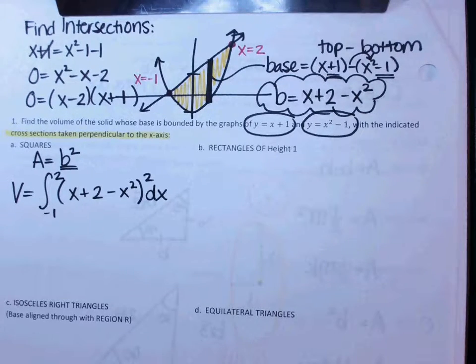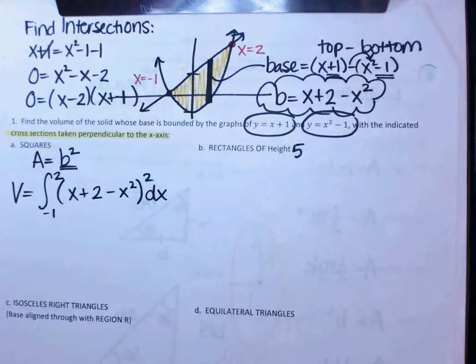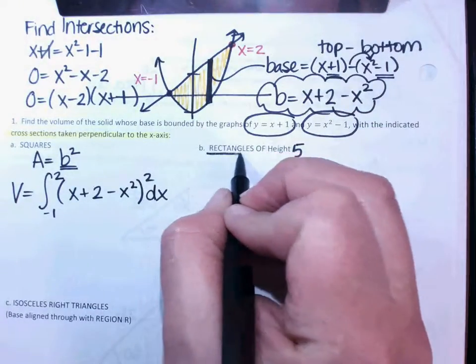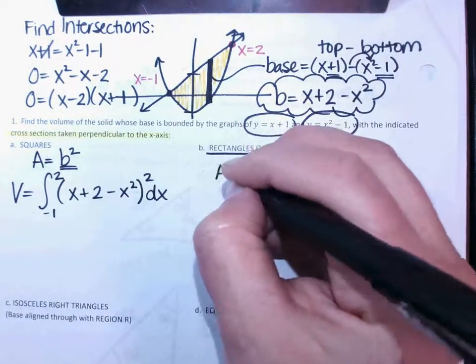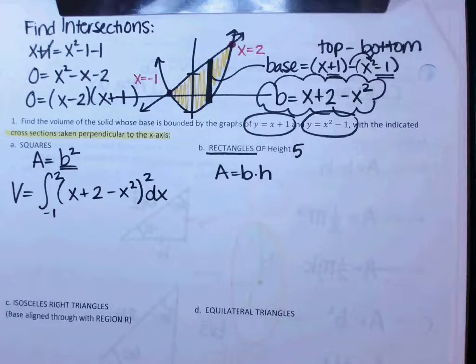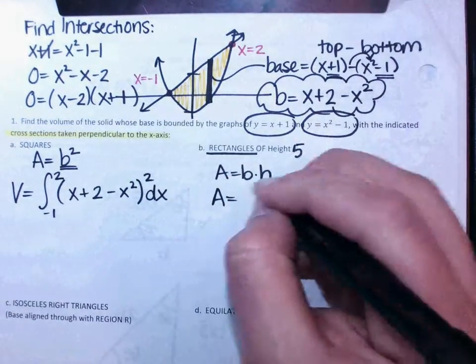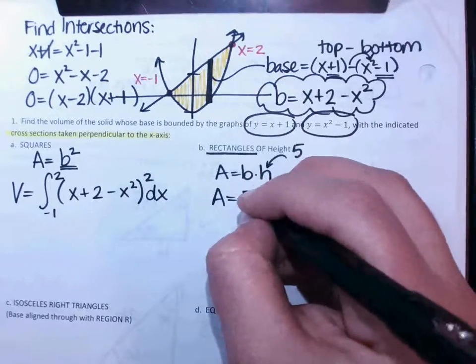Okay, now obviously the square is the easiest one, so let's move over one. We're going to change the height here to be a 5. So how do you find the area of a rectangle? Base times height. Area equals base times height. But what height did they give me for these rectangles? 5. So my area is going to be whatever the base is times 5. So I'm going to put 5b.